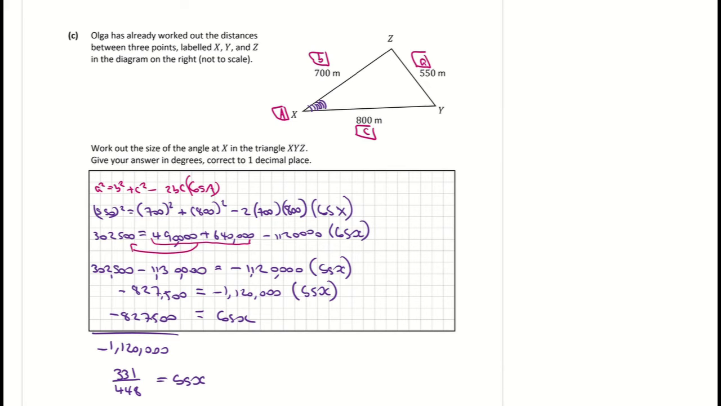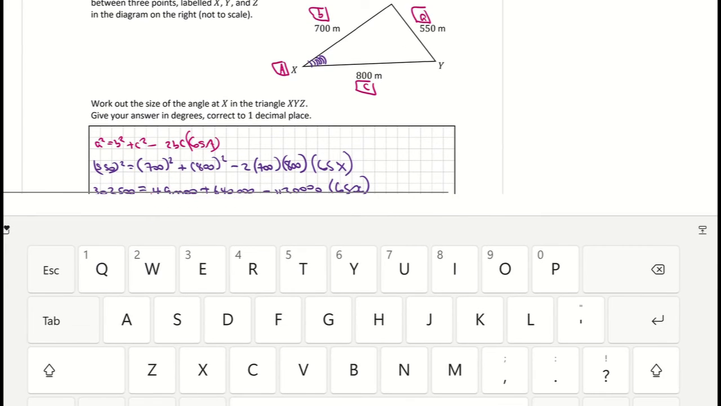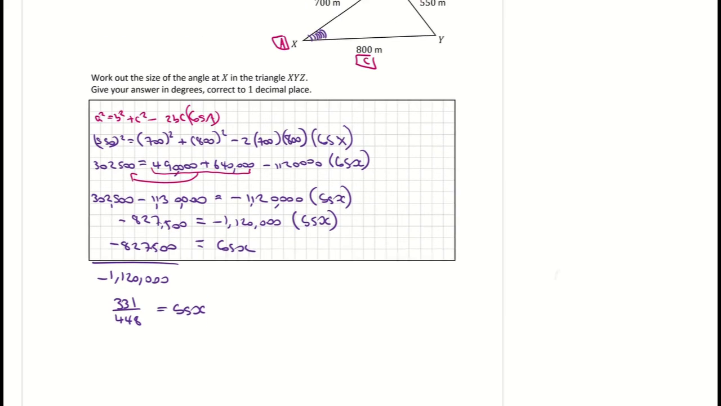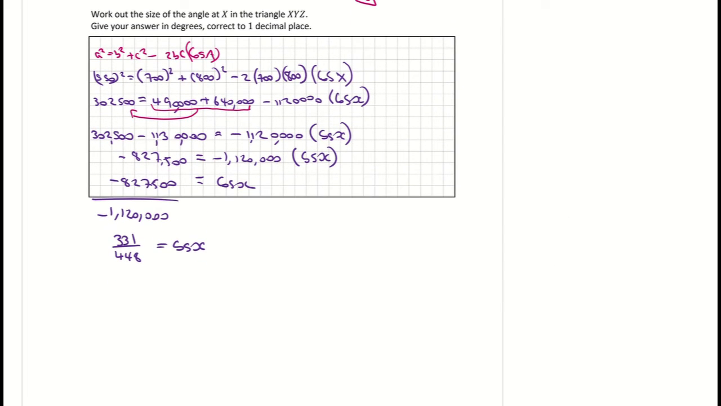of x. And to get x on its own, we find the cos inverse of the fraction. So x is equal to cos inverse of 331 over 448. Putting that on my calculator, I get 42.367 degrees, and it wants it to one decimal place, so 42.4 degrees. Now, in that question, you can take a lot of shortcuts there with the powers and tidying up. I've just shown every step along the way.